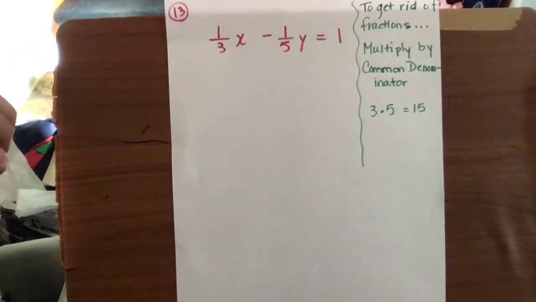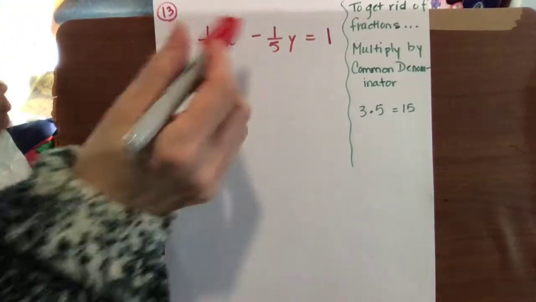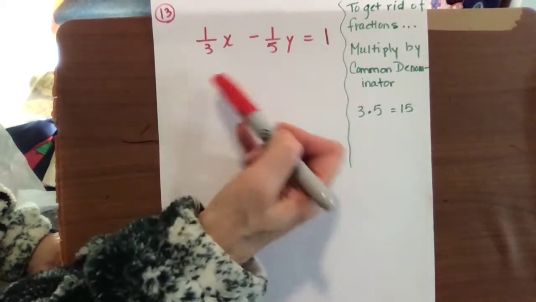And lastly is a bigger problem, okay? It's 1/3 x minus 1/5 y equals 1. Actually, it should equal 15, so let's get that. No, it's equals 1, sorry. So 1/3 x minus 1/5 y equals 1. We have to get rid of the fractions. We don't like them, so we're going to get rid of them.